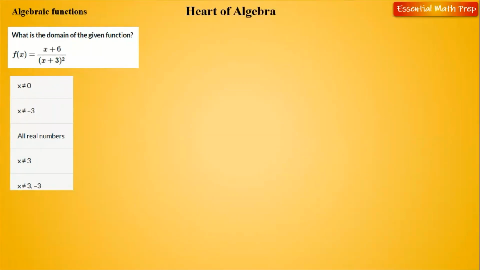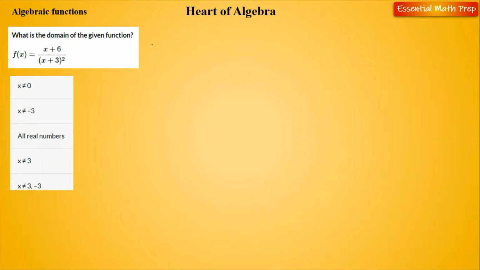Welcome back. Let's continue our discussion on domain and range. Let's look at the first problem. The first problem says, what is the domain of a given function? For an x value to be in the domain of the function, the denominator cannot be equal to 0 for that specific value of x. So how do we do it?